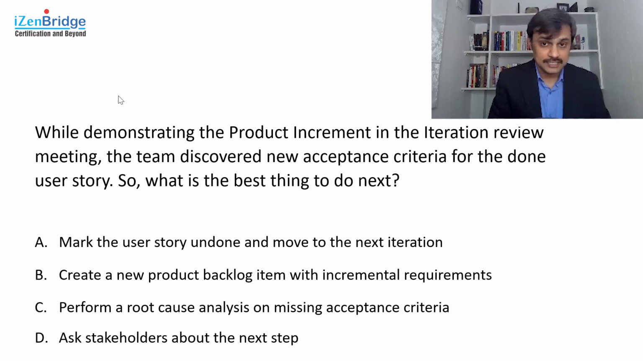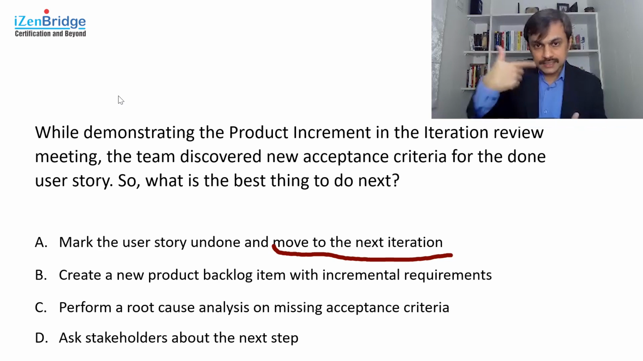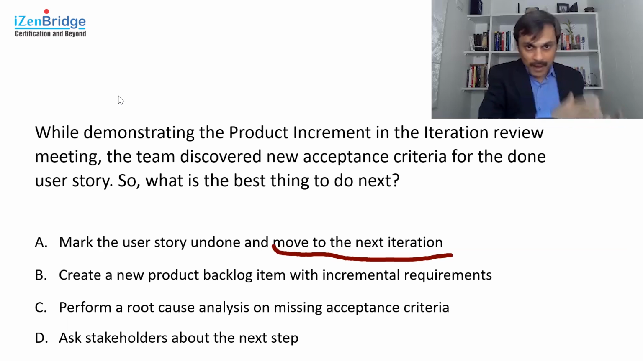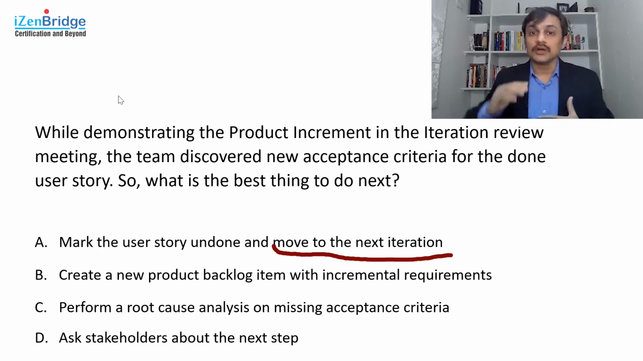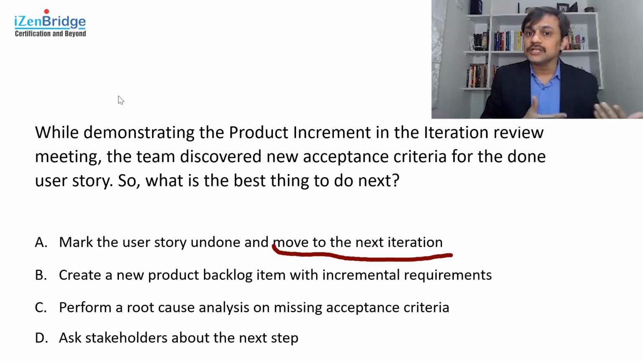That part of A has a problem. The second part of A, move to the next iteration, also has an issue. If something new is getting discovered, by default, it may not move to the next iteration directly. It goes into the product backlog, and based on other priorities, it might go into the next iteration. It might get in after 3 iterations, or it may never get done. It depends upon other priorities as well.